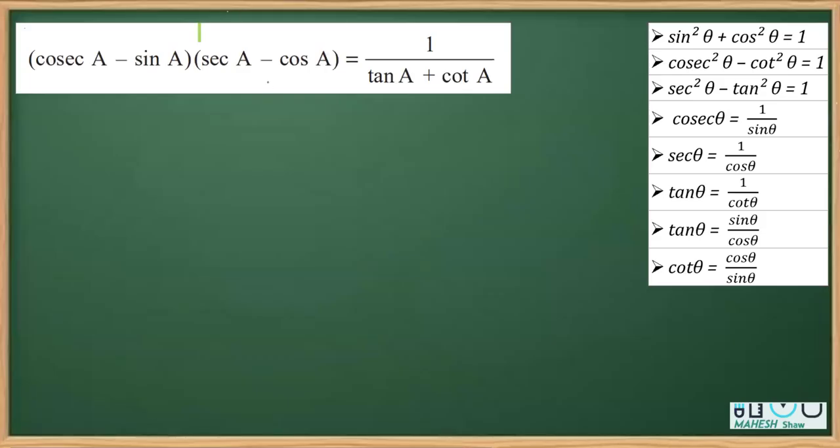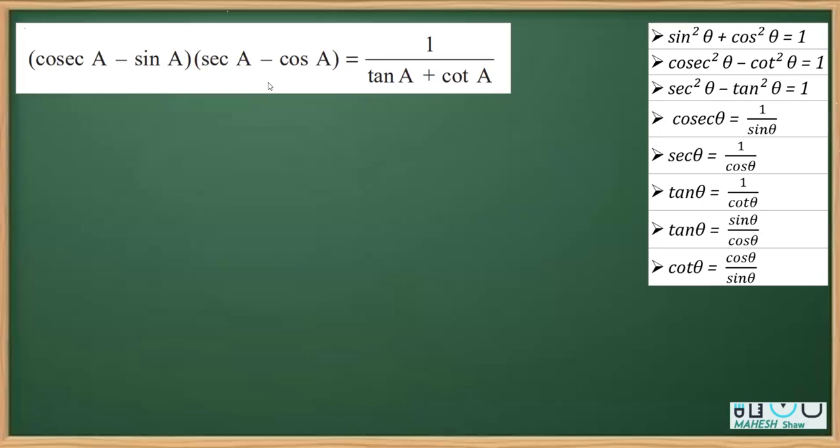In this next question from the chapter of trigonometric identities, we are given LHS as (cosec A minus sin A) into (sec A minus cos A), and we have to prove this is equal to 1 over (tan A plus cot A). Now, unlike most of the questions of trigonometric functions, here we will not be proving LHS as RHS. Instead of that, we'll be simplifying both LHS and RHS.